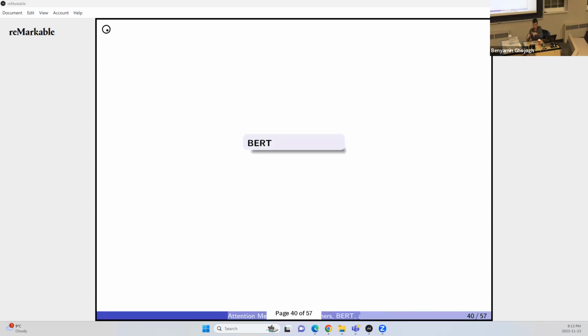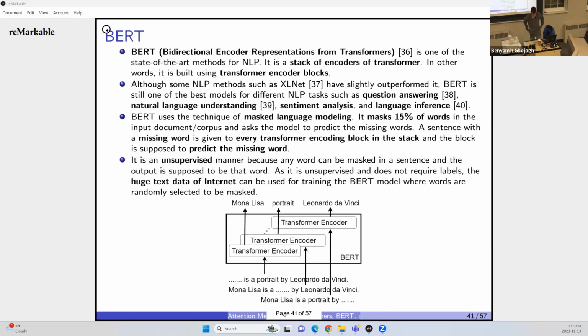Now we have talked about attention and transformers. Now let's talk about BERT and GPT. So what is BERT? BERT is short for Bidirectional Encoder Representations from Transformers. Okay. It's one of the state-of-the-art methods for NLP. What is it? It's nothing but a stack of encoders of the transformer.